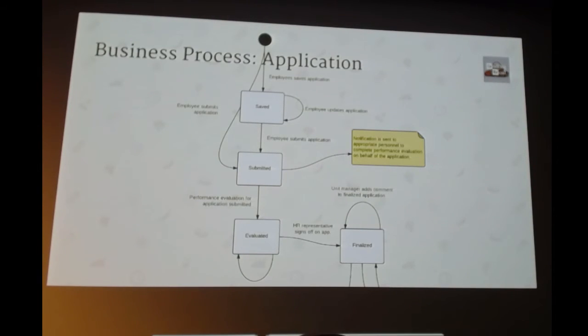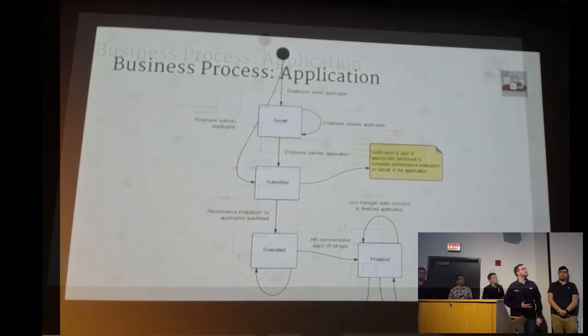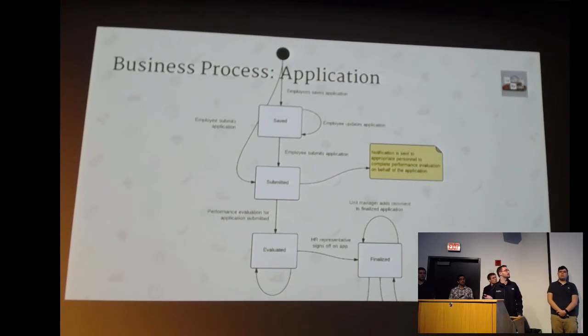So as part of our requirement solicitation, we also wanted to refactor the business process itself. This represents the application process. What we've identified here is an employee can do one of two things. They can start by saving an application or directly submitting it. Saving allows an employee to save an in-progress application. That is, they don't necessarily need to complete all parts of the application. They can simply save it for later.